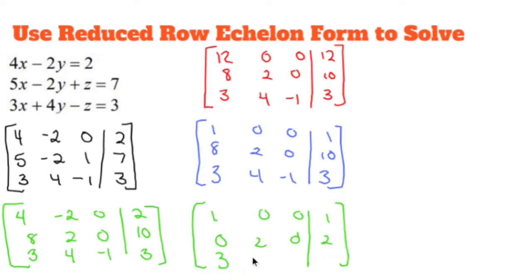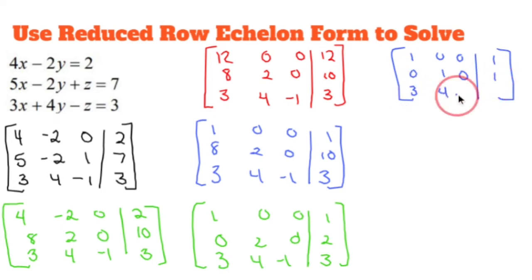So if you're thinking, oh, I see what I'm going to do, I'm going to do the same exact thing that I did up here to down here and divide this by 2. Sure am. So I'm going to divide everything here by 2. So I get 1, 0, 0, 1. Divide by 2: 0, 1, 0, 1. And now I have 3, 4, -1, 3.